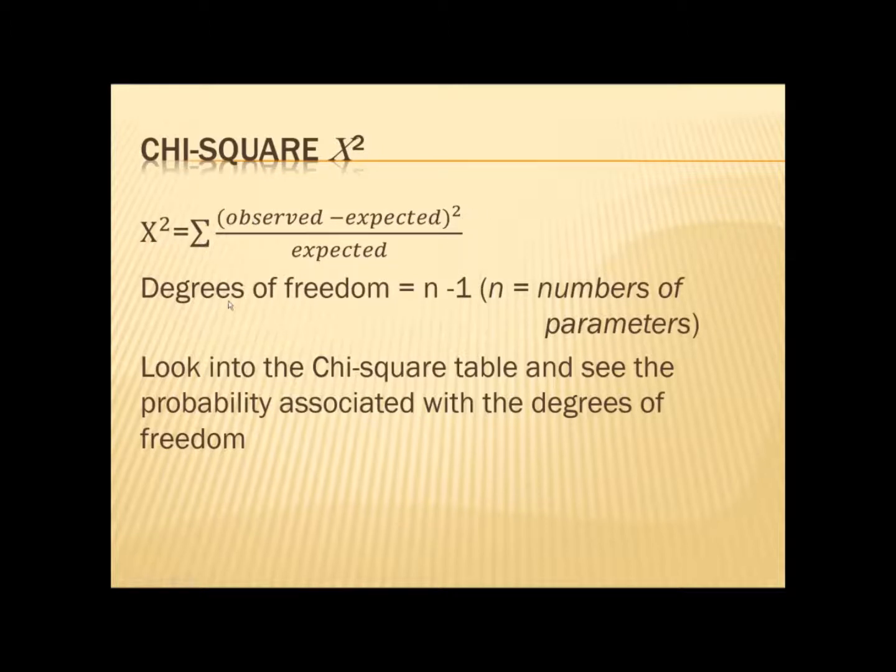When you look into the chi-square table, you have to associate the chi-squared value with the probability associated with the degrees of freedom. Now, what is this notion of degrees of freedom, and why is the degrees of freedom n minus 1 when the number of things you're observing, or number of parameters you're testing, is n?